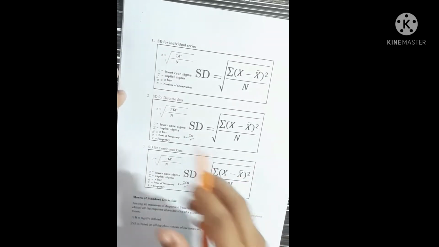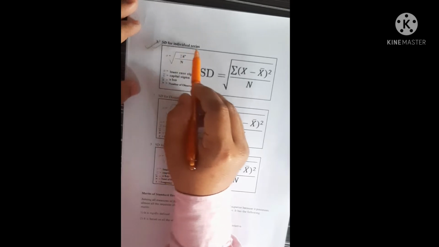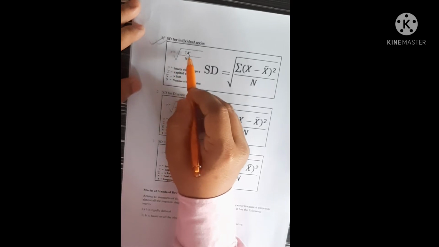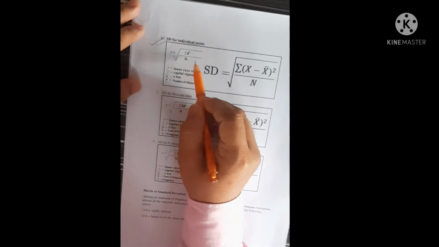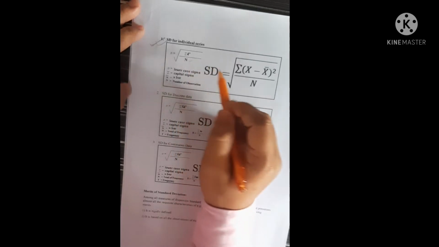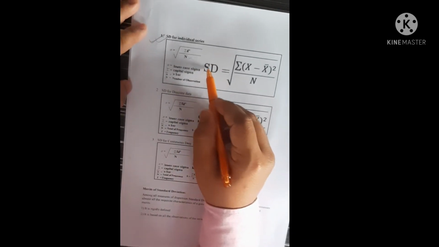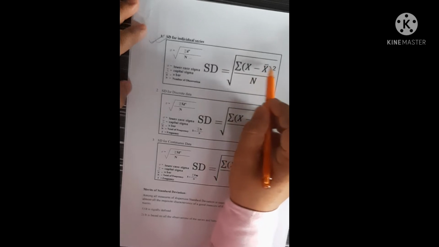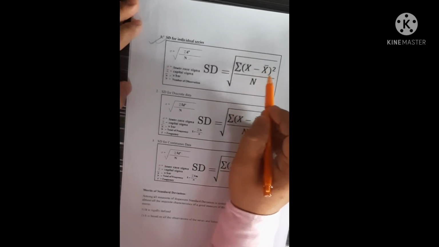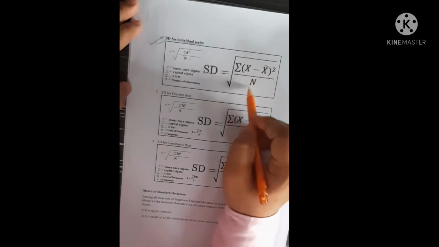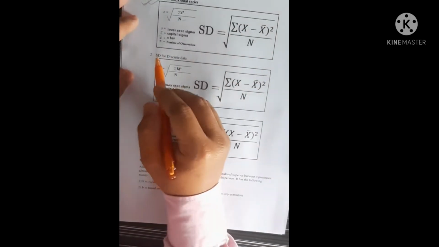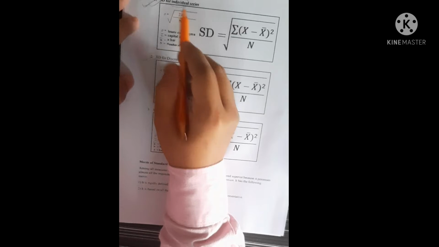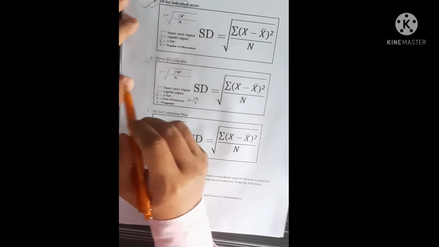Now we will see SD for an individual series, that is, standard deviation for an individual series. So sigma is equal to the root of summation d square upon n, where n is the number of observations. Standard deviation is equal to the root of summation of (x minus x bar) whole square upon n, where x dash is also called x bar. This is for an individual data series, and the next one is the discrete data series.